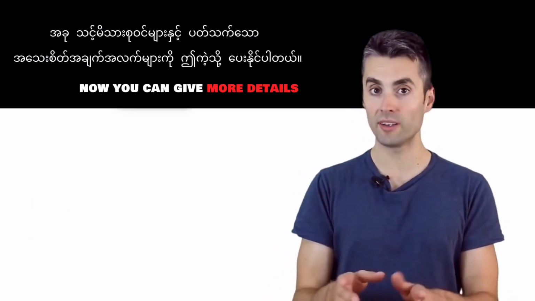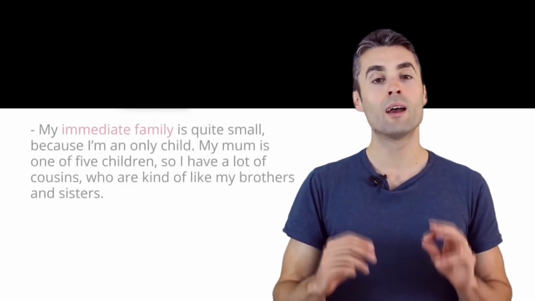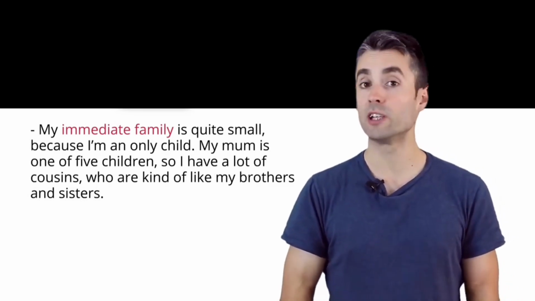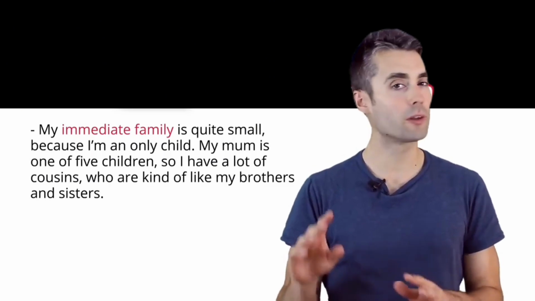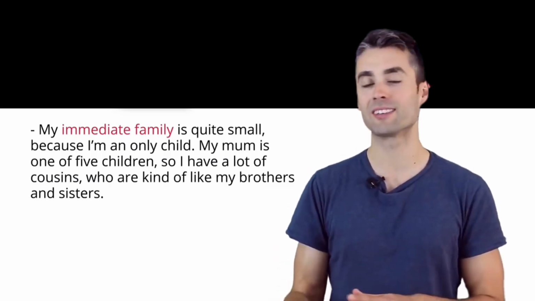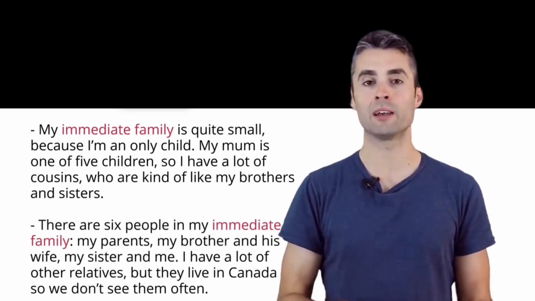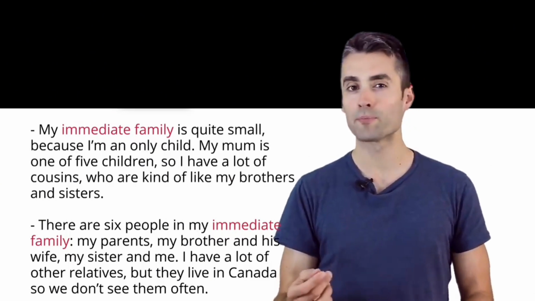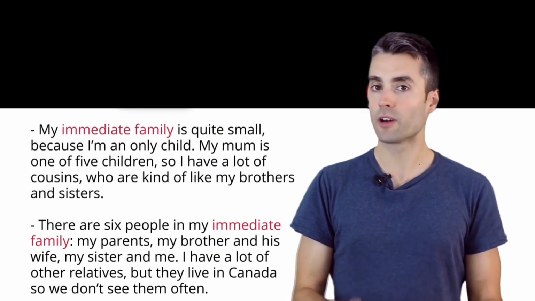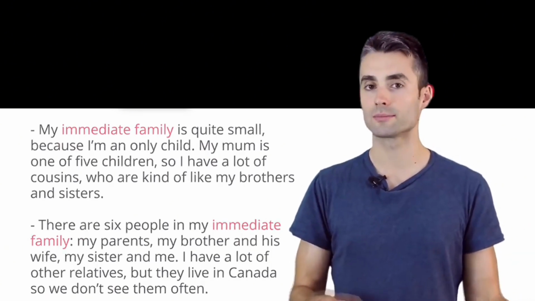Now you can give more details about the people in your family like this. My immediate family is quite small because I'm an only child. My mum is one of 5 children, so I have a lot of cousins who are kind of like my brothers and sisters. There are 6 people in my immediate family. My parents, my brother and his wife, my sister and me. I have a lot of other relatives, but they live in Canada, so we don't see them often.